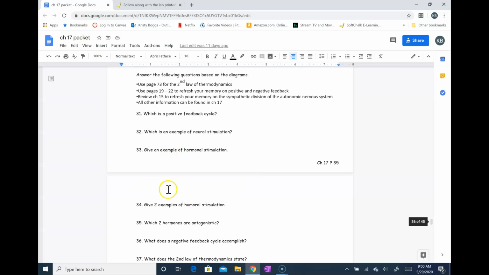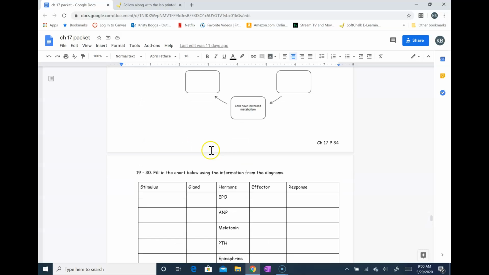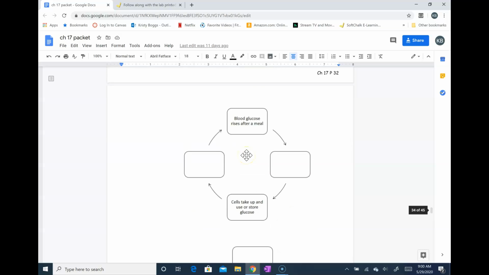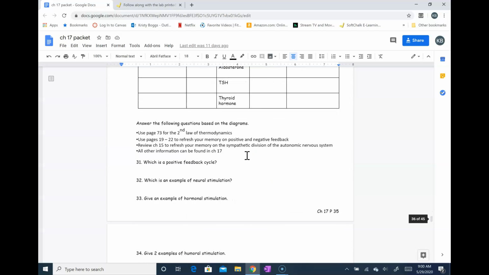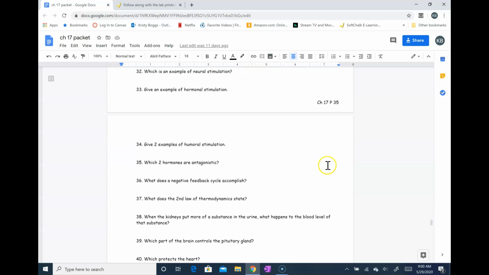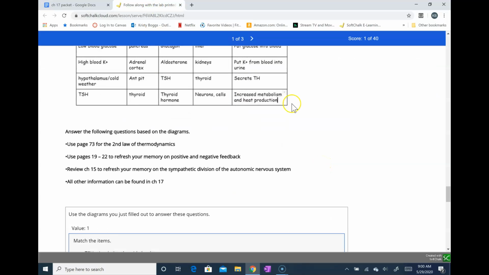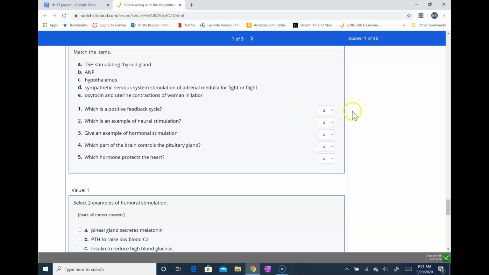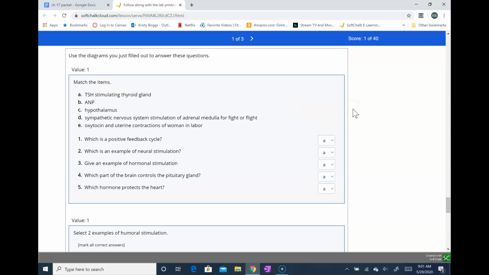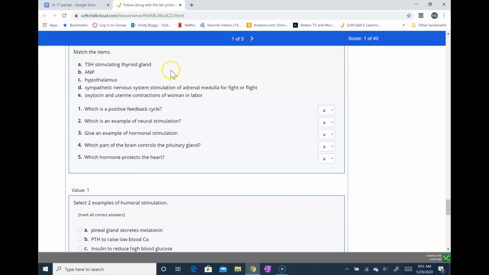So all of these where it says which, you're going to name one of these graphs or diagrams, I'm sorry. And in the online version, it's just set up as a matching. So which is the positive feedback cycle? You're going to pick from these, and these are the diagrams you just filled out.